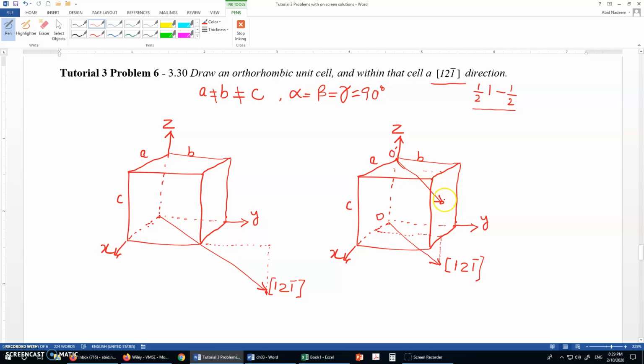Now you can see that in this case the direction arrow is completely inside of the unit cell. So this is the same direction as 1, 2, 1 bar. Actually there are 3 different ways, and all 3 are equivalent to each other, because we are only talking about the direction, which is the same whether you take it from this origin or this origin, or whether you extend it or don't extend it. So the directions are equivalent to each other.